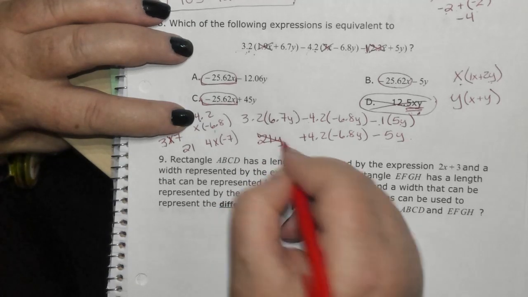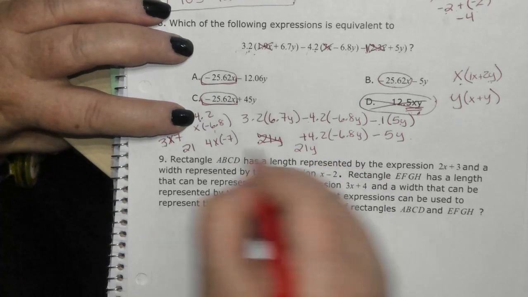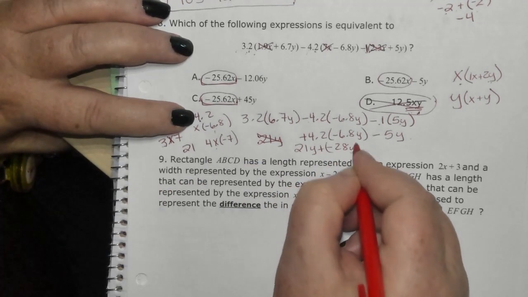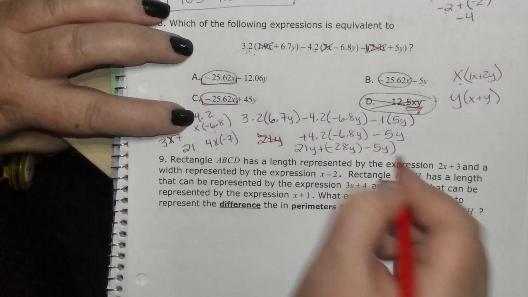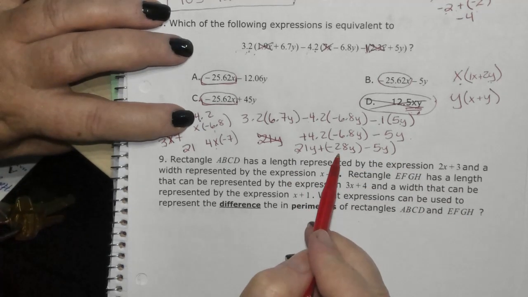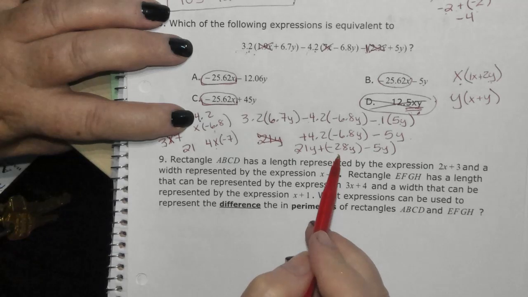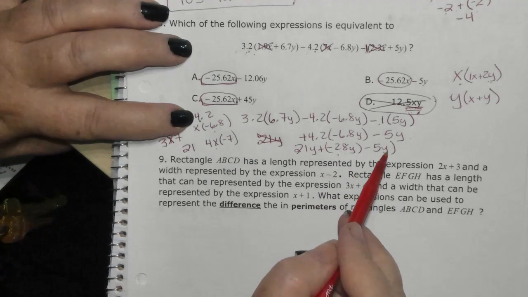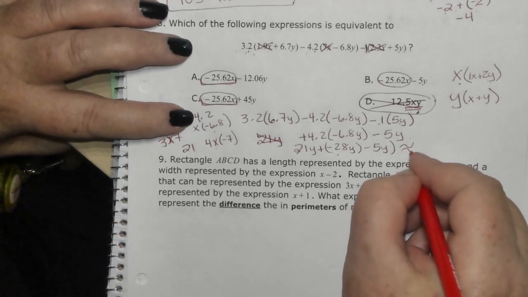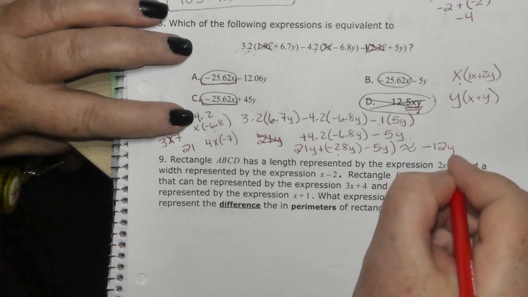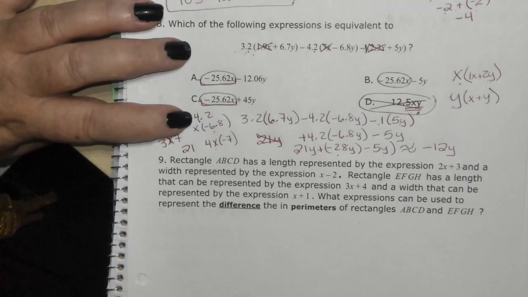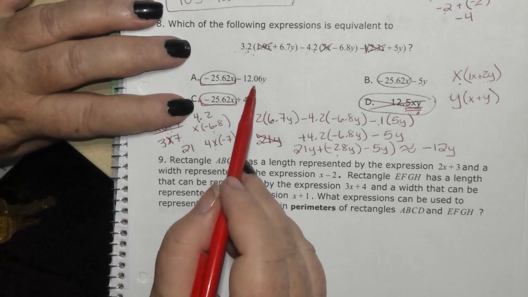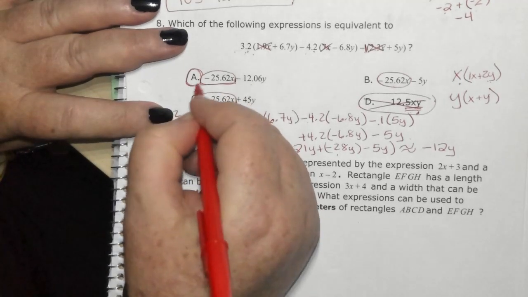I shouldn't have written that there. So 21y plus negative 28y minus 5y. 21 plus negative 28 is going to give you a negative 7. Negative 7 minus 5 is going to give you a negative 12. This comes out to be approximately negative 12y. Look at your choices. Chances are that's our answer. I'm going to tell you it is our answer.